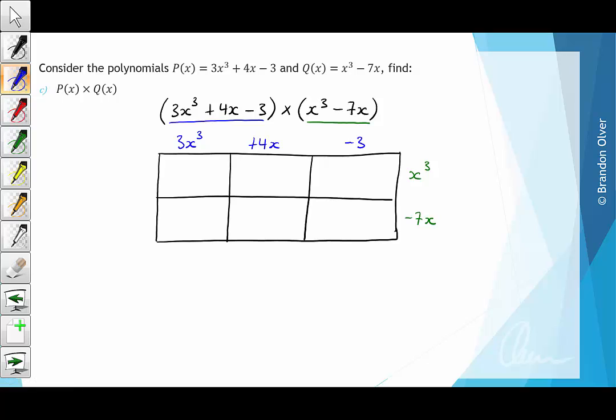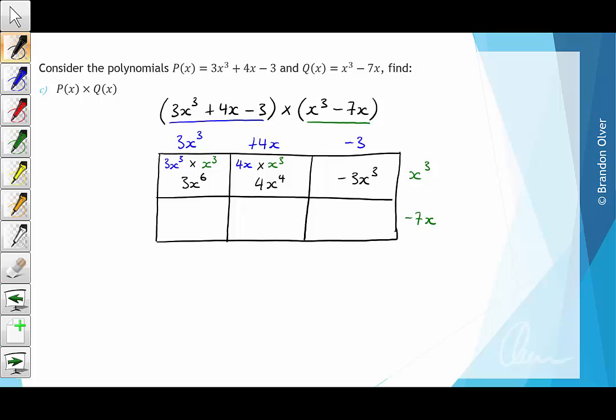So that means for the first one, we're going to have 3x to the power of 3 multiplied by x to the power of 3. And all up, that's going to give 3x to the power of 6. In the next one, we're going to have 4x, and then we're going to multiply that by x to the power of 3, and all up that's going to give 4x to the power of 4. And likewise, we continue that process with all the boxes. So we have minus 3x to the power of 3 when we do the multiplication in that one.